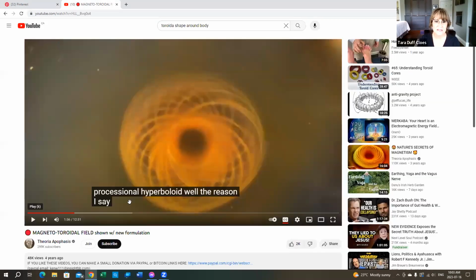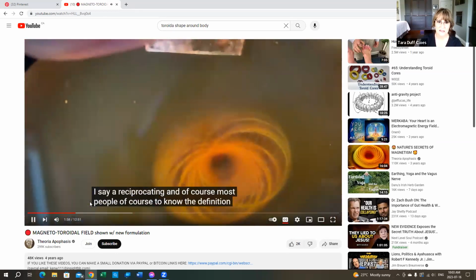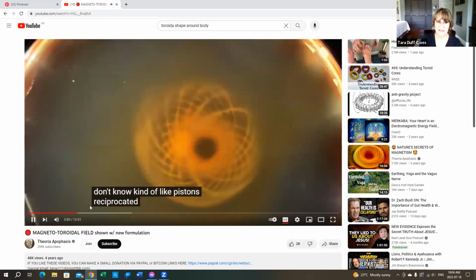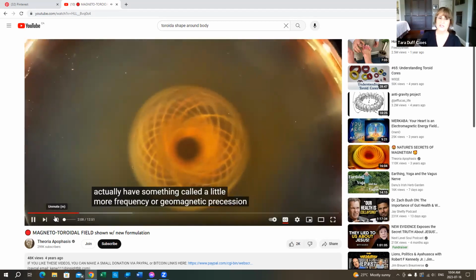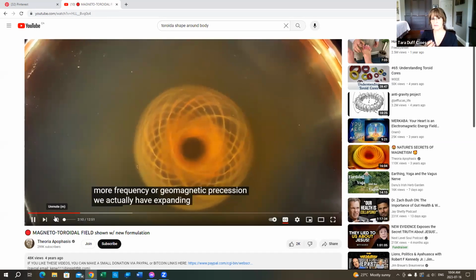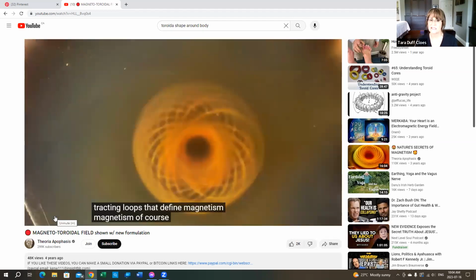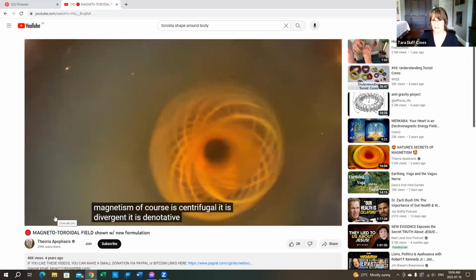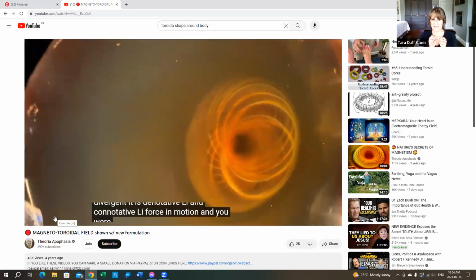And this guy here, this is a magnet. He is showing reciprocating, and of course most people know the definition of reciprocating. You look it up if you don't know, like reciprocating in an engine. Can you see the energy as he spins it? So he's got the magnet up against this film, and it shows the energy coming out of the magnet is this toroidal sphere. And he's also trying to show us, and we'll speak about it another day, that there's a point where all the lines touch. There are like little diamonds.